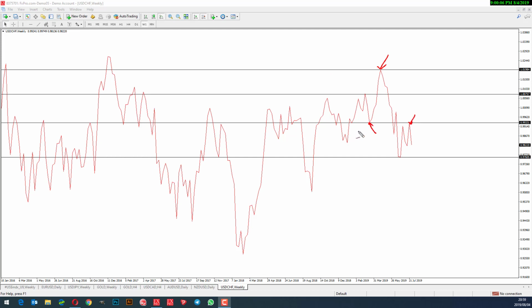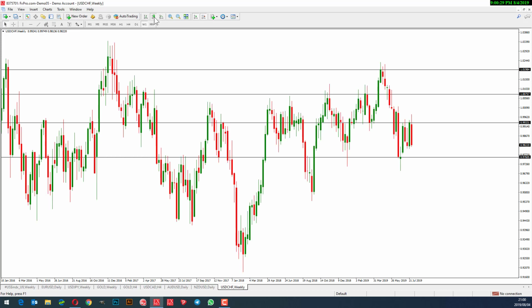You see how accurate it is. Right, now once you have placed your supply and demand lines, or support and resistance, whichever way you want to refer to it, take note, I'm going to switch to my candlesticks chart. Watch what happens there.